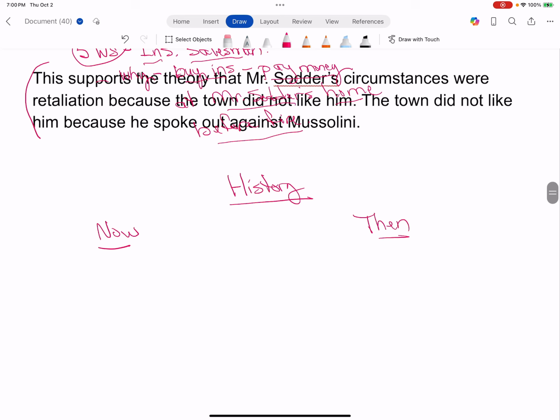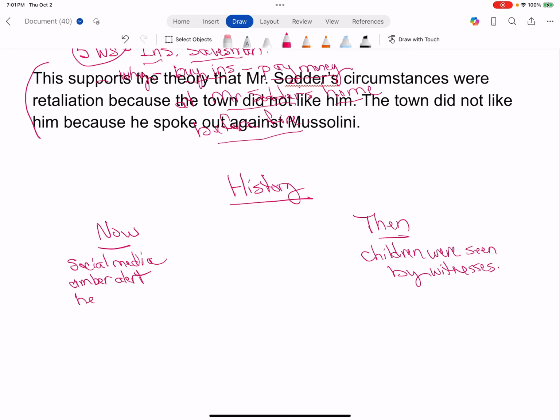Now, then, the children were seen by witnesses. That takes a long time to get word of mouth back to Mr. and Mrs. Sauter that the children were seen by witnesses. What will we do today? We would have social media looking for them. We would have an Amber Alert. We would have helicopters. Immediate communication.